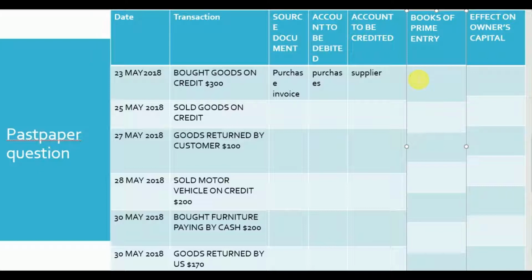The books of prime entry which would be used to record these would be the purchases daybook or purchase journal. These are both the same names for this thing.